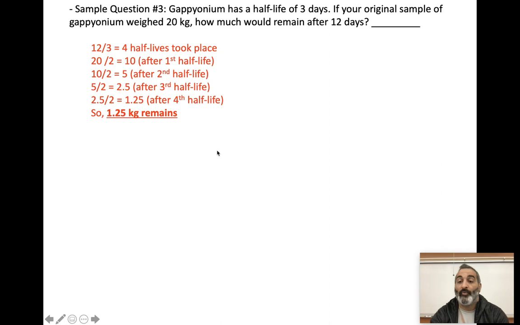1.25 kilograms remains. All right, we will stop our lecture there.